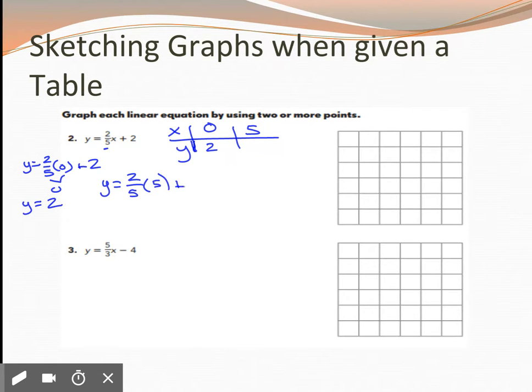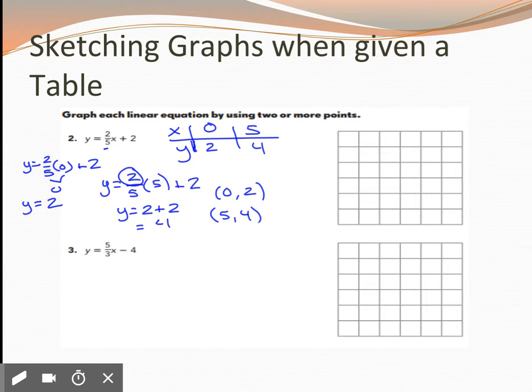So now when I picked my denominator, this is why it's easy, because y equals 2/5 times 5 plus 2. Well, remember, anytime I multiply a fraction by its denominator, I'm left with the numerator. So y equals 2 plus 2, which of course we know is 4. So I have 2 points here. I have 0, 2, and 5, 4.